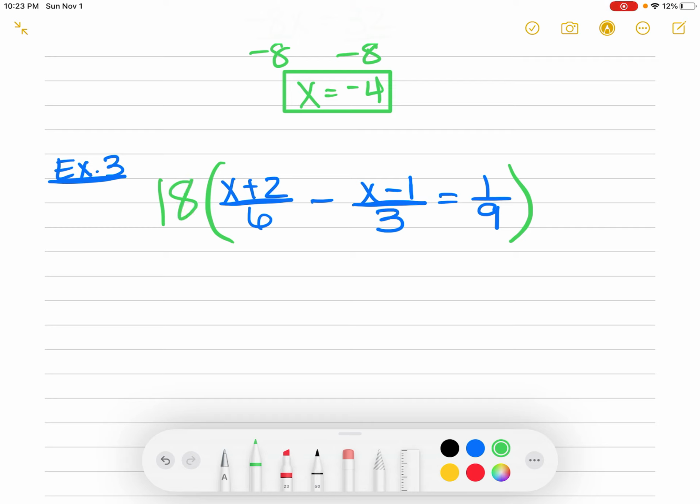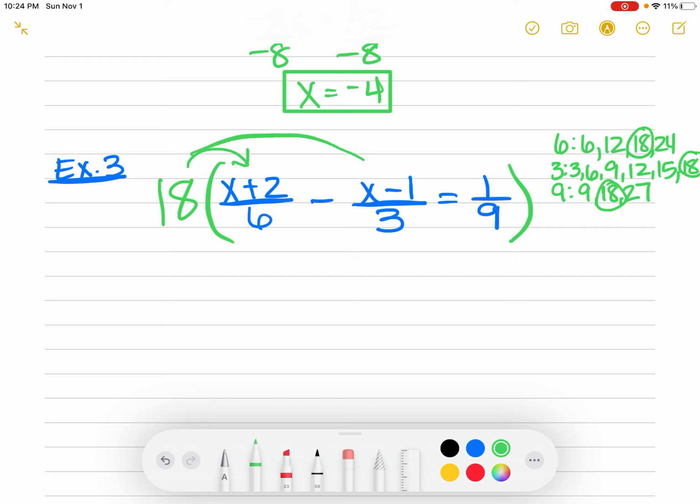So if you've forgotten how to do that, you're going to take your multiples of 6, so 6, 12, 18, 24. Your multiples of 3, 3, 6, 9, 12, 15. And your multiples of 9, so 9, 18, 27. And then you're going to find the number that they all have in common. Oops, I didn't go far enough on the 3. 18, 18, 18. So now that I have 18 up there, I'm going to multiply 18 times everything inside of here.